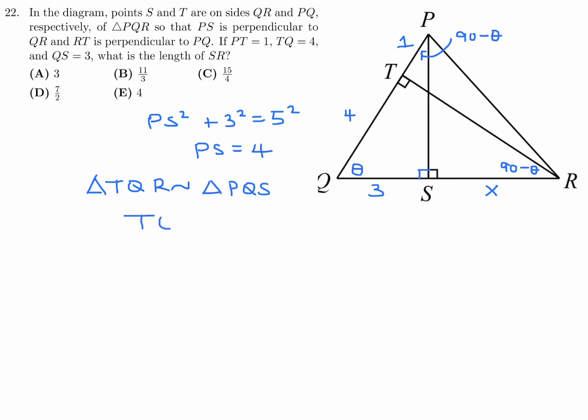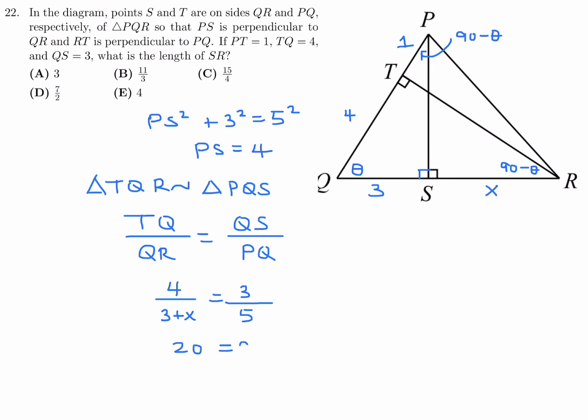So from that, we can deduce that the ratio of the sides will be the same. So TQ over QR, matching the angles, will be equal to QS over PQ. TQ is 4, QR is 3 plus X. QS is 3, and PQ is 1 plus 4, which is 5. So cross multiplying to get 20 is equal to 9 plus 3X. So that means 11 is equal to 3X, and therefore X is equal to 11 over 3. Number 22, the answer is B.